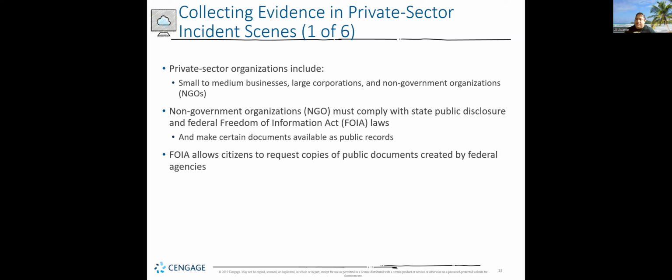That's pretty common. The Freedom of Information Act says, hey, this is available, let me have a copy of it. That's essentially what freedom of information is. And make sure documents are available as public records. So literally kind of what I just stated.